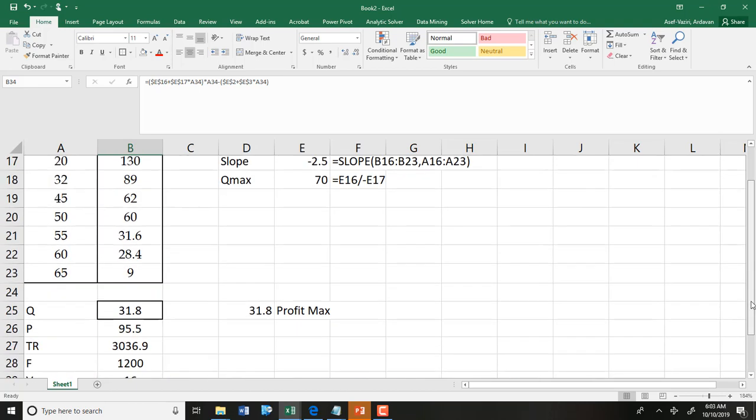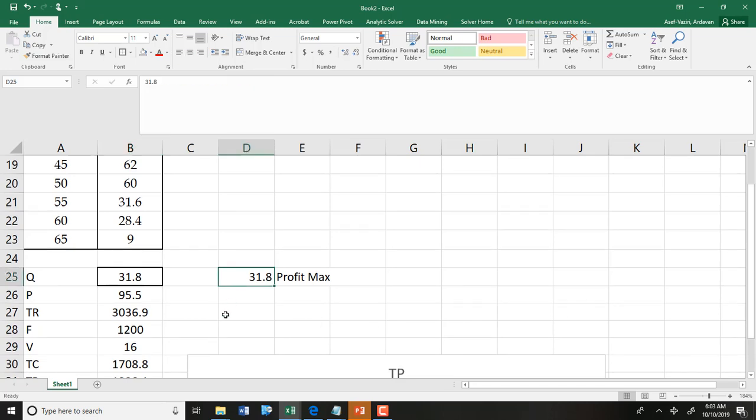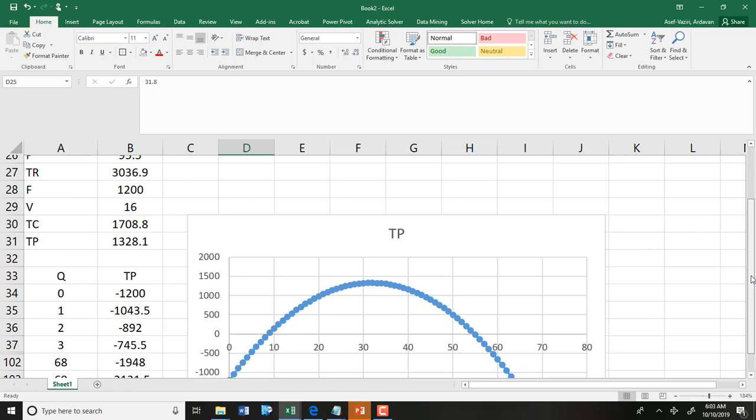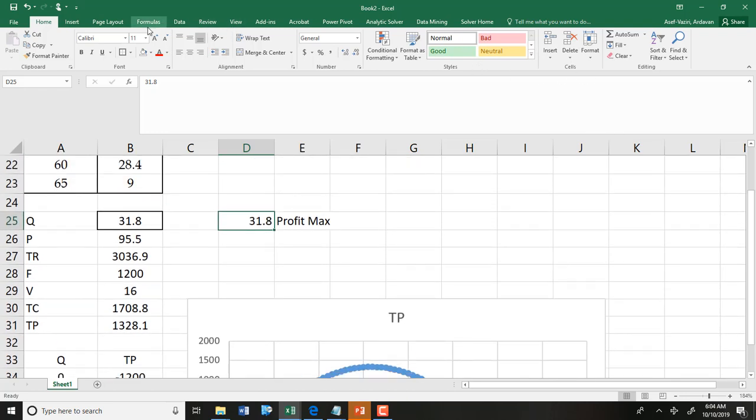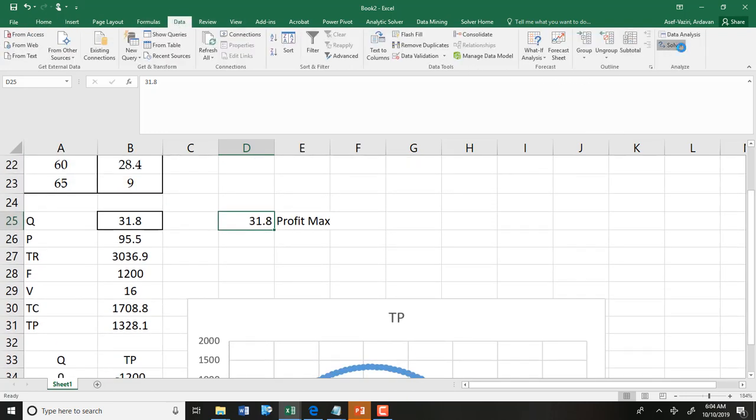I go up for the quantity that maximizes my profit. If what Excel gives me is less than 31.8, that is this point. If it is greater than 31.8, it is this point, because at 31.8, the profit is maximized. I go to Data, I go to Solver.